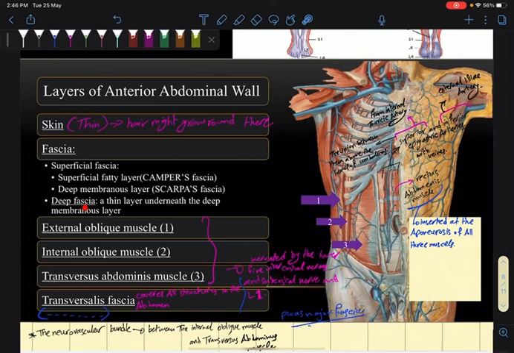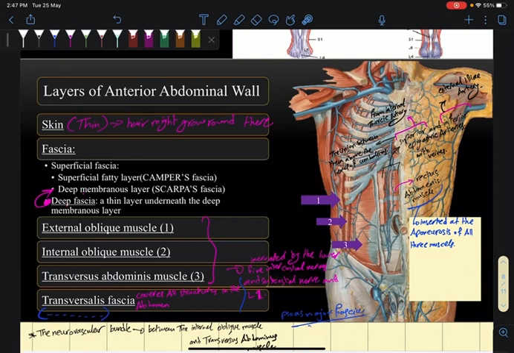So this deep fascia is a thin layer underneath the deep membranous layer. The deep membranous layer of the superficial fascia is what they call Scarpa's fascia. It is better to memorize these names, Scarpa's fascia, so it's not hard to mix them up. So the deep fascia of the anterior abdominal wall is a thin layer underneath the deep membranous layer of the superficial fascia of the anterior abdominal wall. Okay, so this is underneath this one.